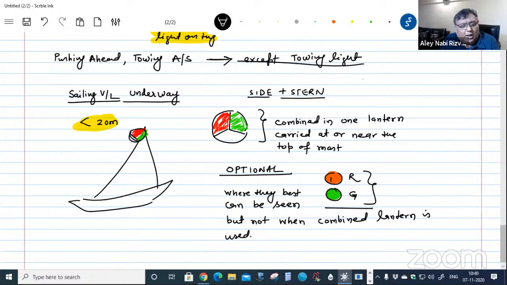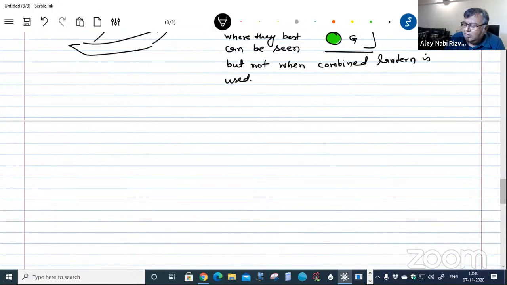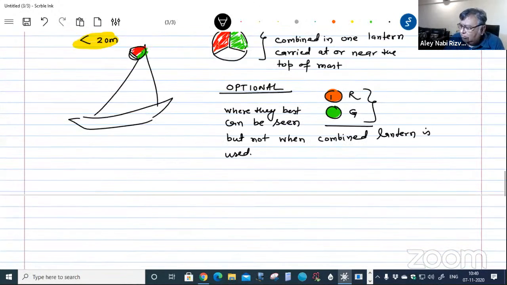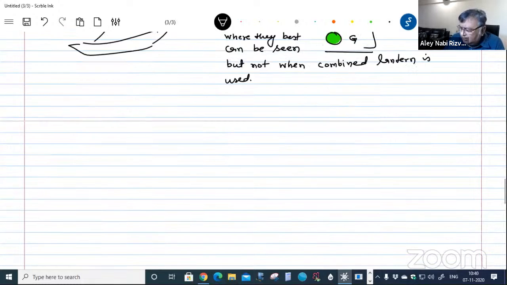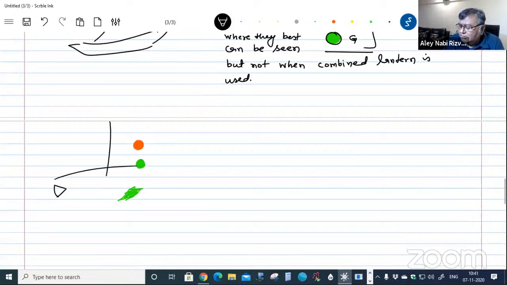So I hope you get it. That means if I am trying to show these lights, say red here, say red, and then green, and then some side light, say green side light, and then some stern light. That's okay. And this is a sailing vessel.